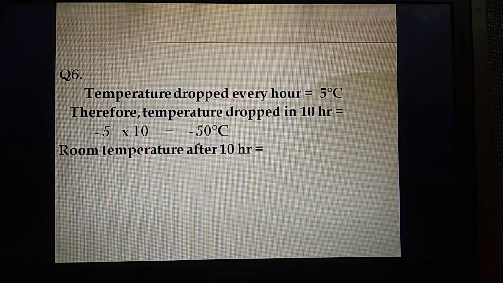So finally the temperature after 10 hours will be 40 minus 50, that is, yes, one positive, one negative. Solve it out. You will get the answer as 10 with the sign of the greater numerical value, that is minus 10 degrees Celsius is your final answer.